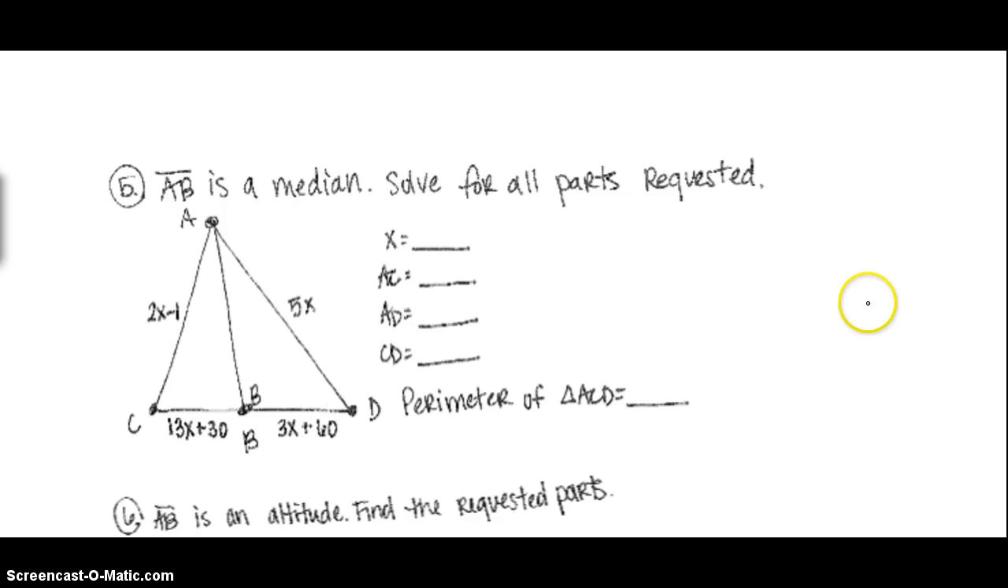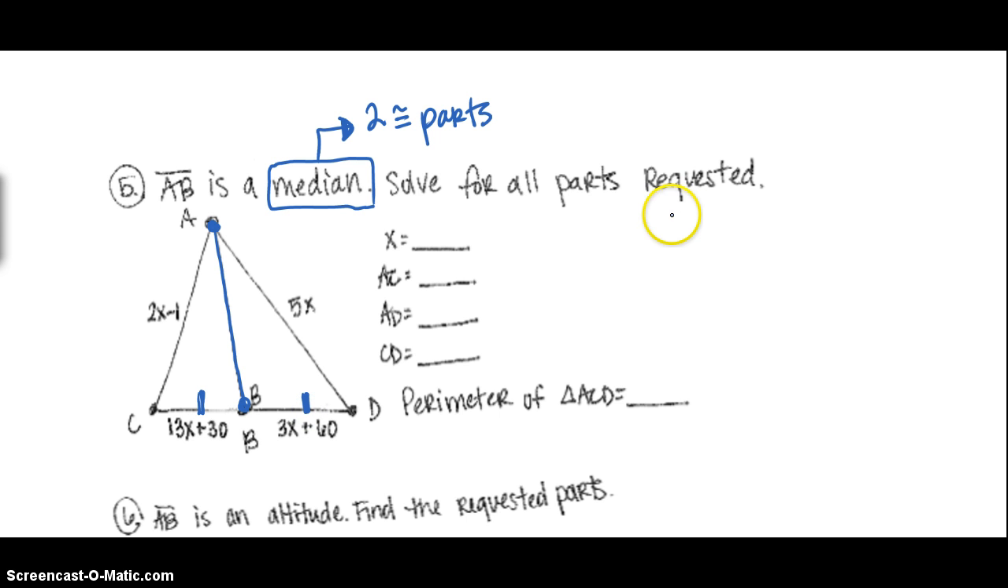Number 5, AB is a median. So I'm going to get you started on this. If something is a median, what does that mean? Go back and look at your notes if you need to. A median means it splits it into 2 congruent parts. So in the picture, AB is your median. So if AB is your median, it's splitting something into 2 congruent parts. Well, look at your picture. What is it splitting into? Side CD. So that means these two right here are congruent. So I'm going to start with this. 13x plus 30 equals 3x plus 60.